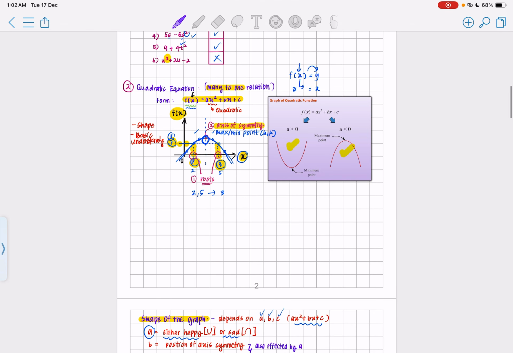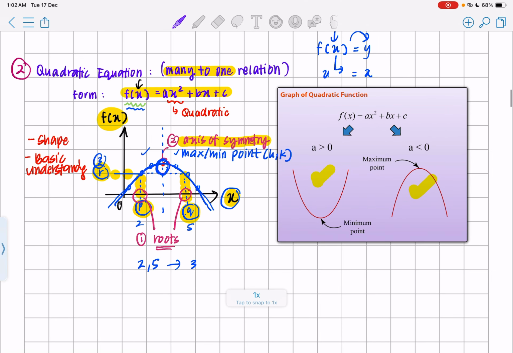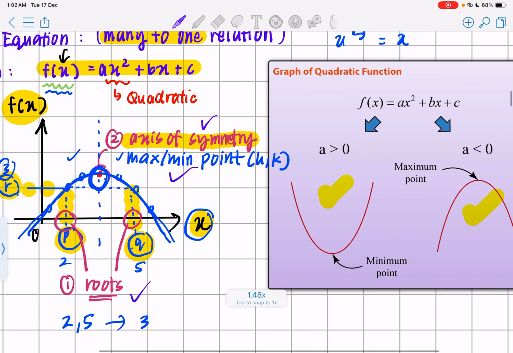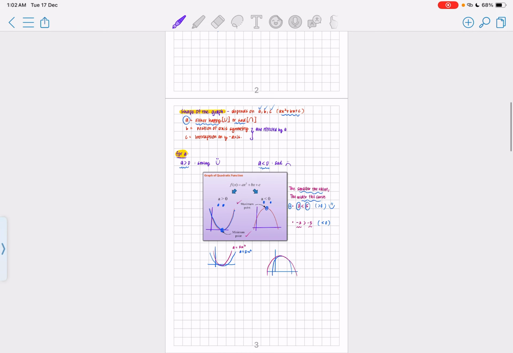And then, we learn pasal quadratic equation. We learn about axis of symmetry, maximum and minimum point. We know where is the root. You must know shape dia happy or sedih. Okay. In the next video, I'm going to cover more on axis of symmetry dengan maximum and minimum points ataupun H and K lah. And then, kita belajar pasal shape of the graph. Kita belajar A akan influence what, B influence what, C influence what.